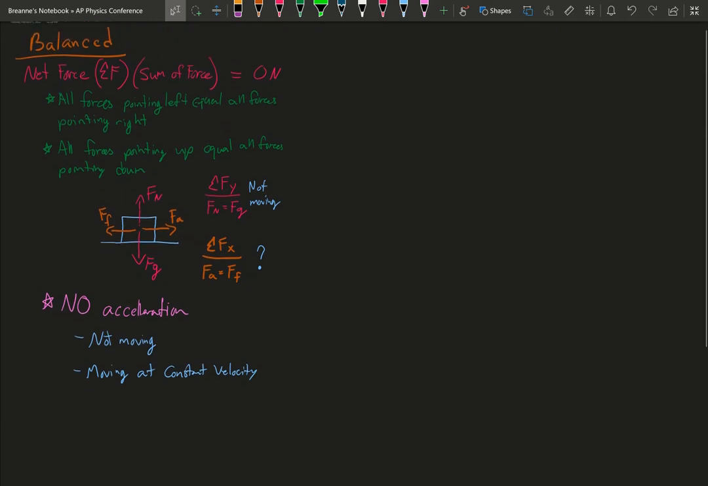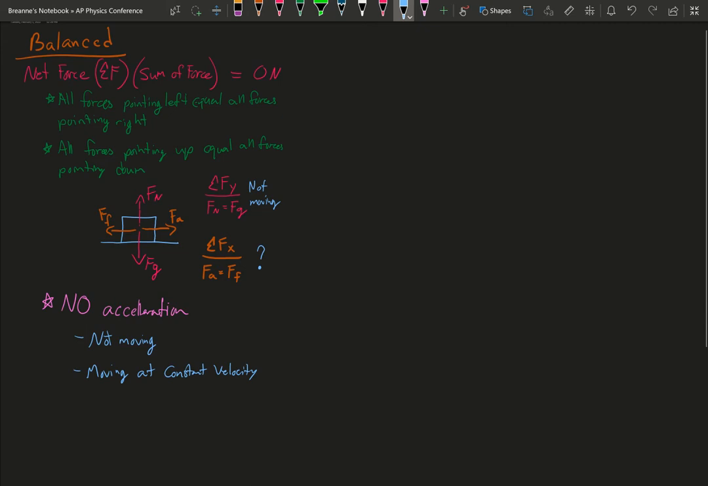So that's what balanced means. So the net force is equal to 0. Means all the forces pointing left equal all the forces pointing right. All the forces pointing up equal all the forces pointing down. So your net force in the y is just normal.